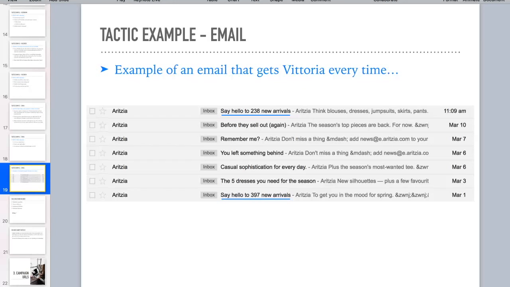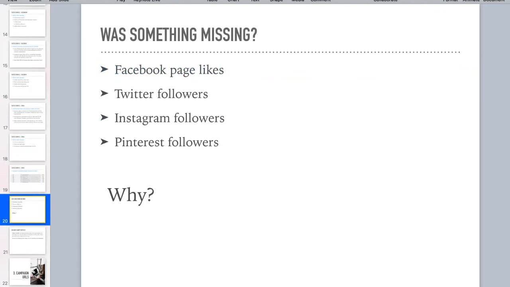And I wanted to point to Aritzia, who lately have done an incredible job of writing captivating subject lines. So say hello to 238 new arrivals. Say hello to 397 new arrivals. I guarantee that the majority of their subscribers are clicking on those emails each and every single time they see them. So it's just a fun little LOL to emails that definitely have encouraged me to convert to becoming a paying customer and not just an observer multiple times.